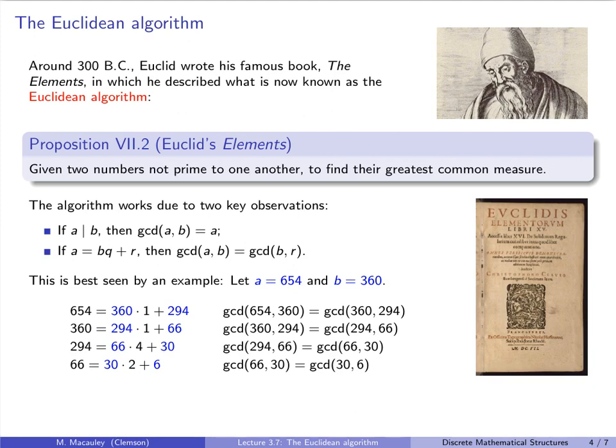Keep going. Divide 30 into 66. The quotient is 2, the remainder is 6. So the GCD of 66 and 30 is equal to the GCD of 30 and 6. Now notice we're to the point now where 6 divides 30. So now we're going to use our first property. So here if 6 divides 30, then the GCD of 30 and 6 equals 6, and we're done. So let's write that out. 30 equals 6 times 5, so the GCD of 30 and 6 is 6. We conclude that the GCD of the original two numbers, 654 and 360, is also equal to 6.